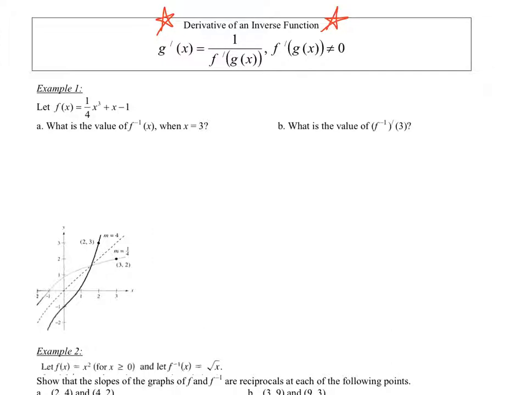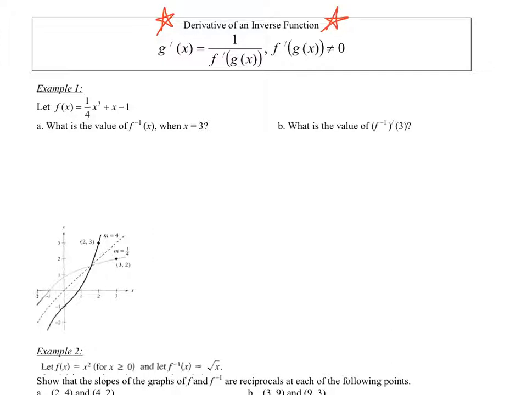Sometimes a function will have an inverse, but it's either really, really hard or you can't really solve it explicitly. Kind of like when we were taking derivatives, we used implicit differentiation to take derivatives of things that couldn't be solved explicitly for y. Same kind of idea here. Okay? So, what's the value of f inverse of x when x is 3?